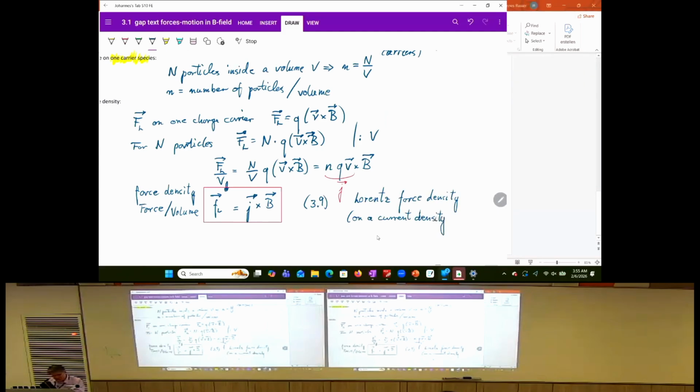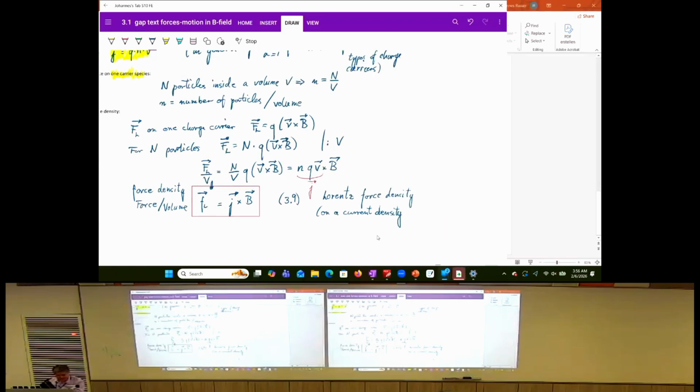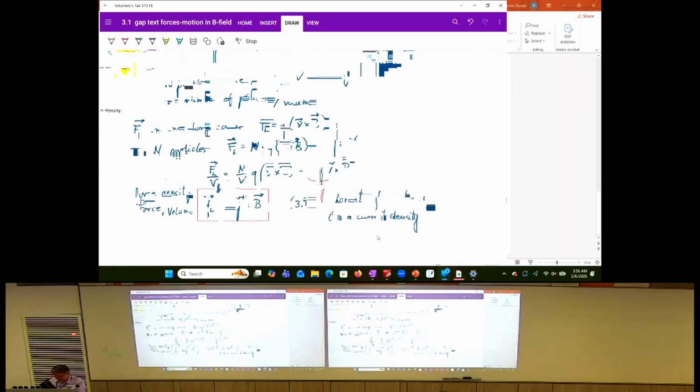So why are we doing that? Because now we want to see what happens if we don't have individual charges, but we want to work with a whole lot of moving charges. That is expressed by currents and, in a local form, by the current density.